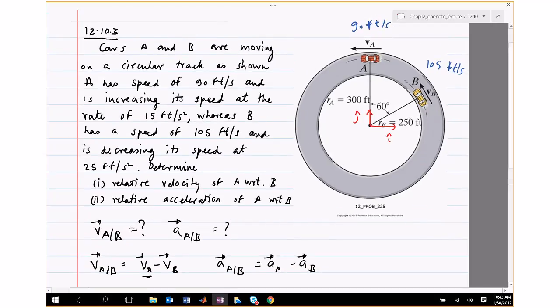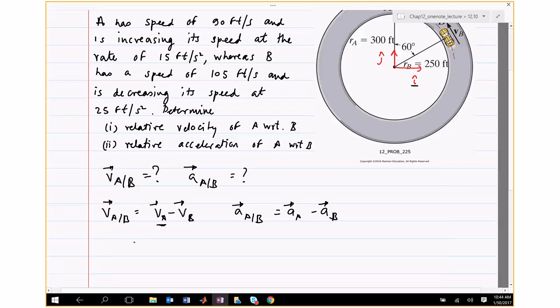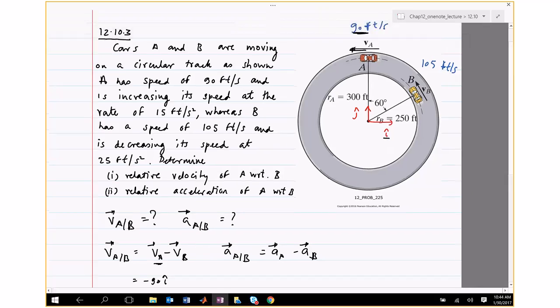What's the velocity? It's minus 90i, because 90 is the magnitude and it points in the direction opposite to that of i, so it's minus 90i. What about B? Its velocity is 105. Okay, but we also need to find the unit vector along B.